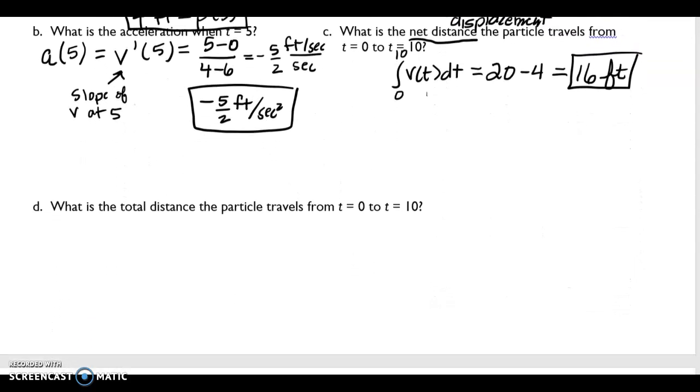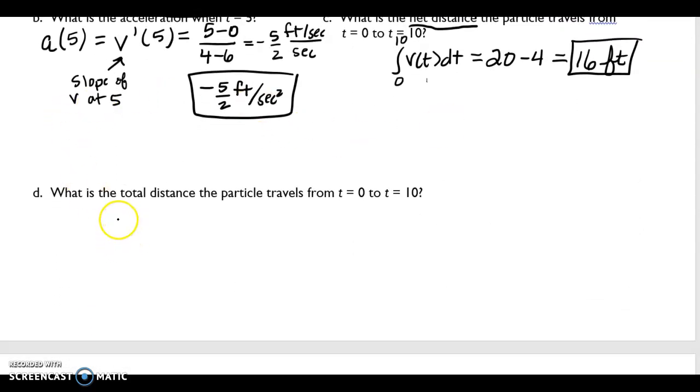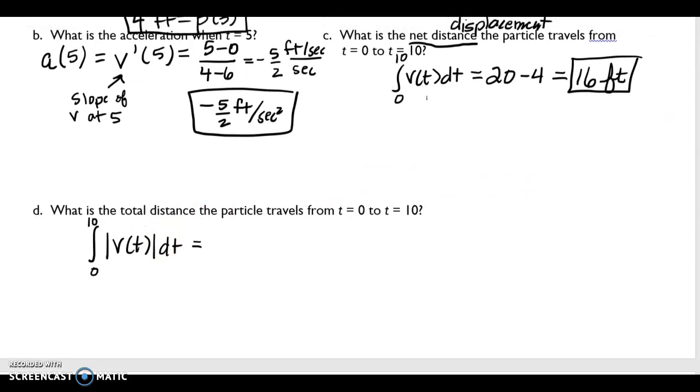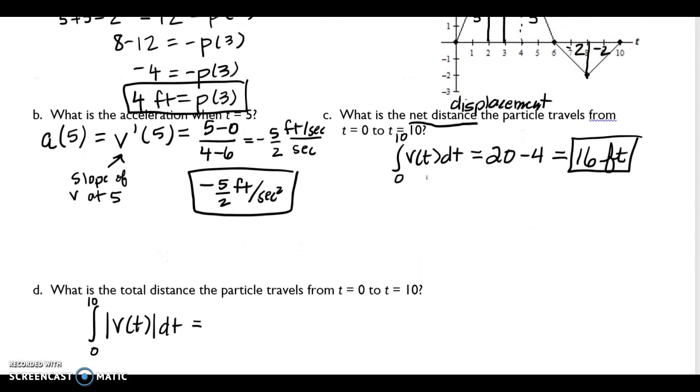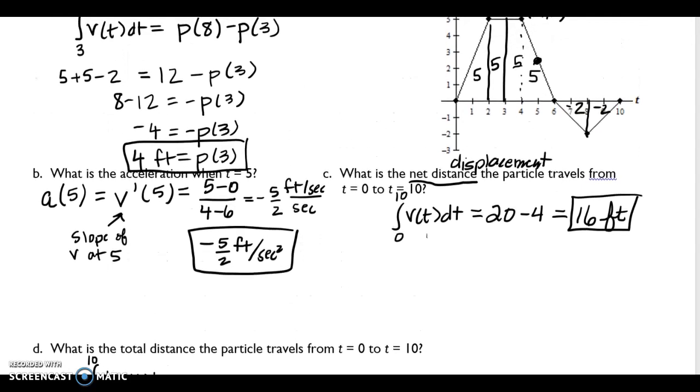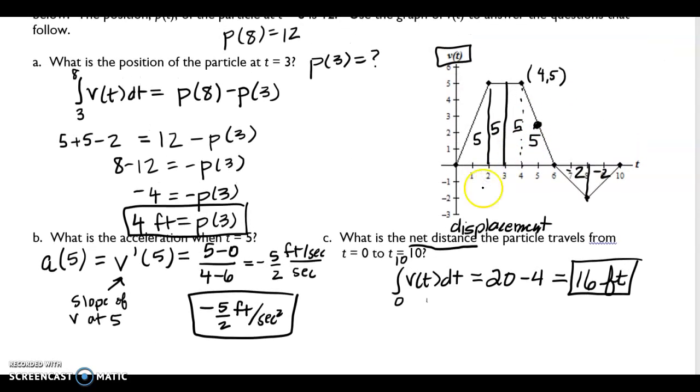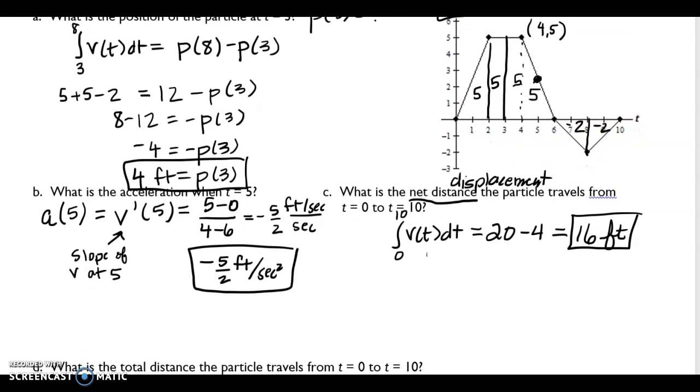Okay, part D says total distance the particle travels from 0 to 10. And so that's, again, the absolute value of velocity. And so then what I have to pay attention to is whether my velocity is positive or negative. So if I look back up at my graph, I see it's positive from 0 to 6, and then it's negative from 6 to 10. So I can split up my integral.